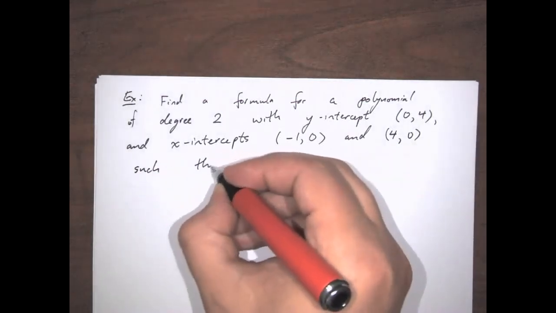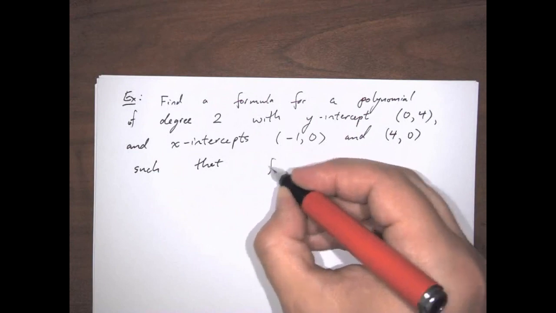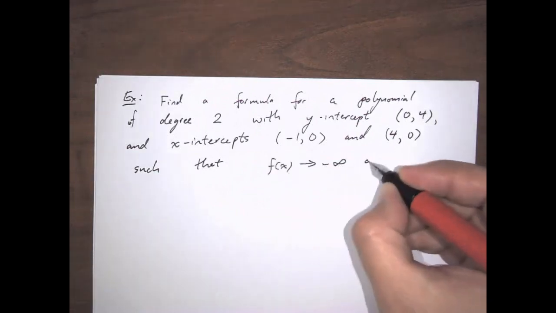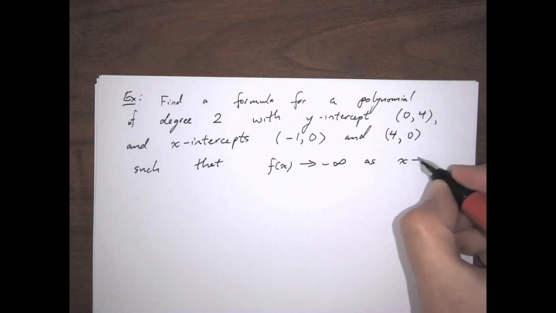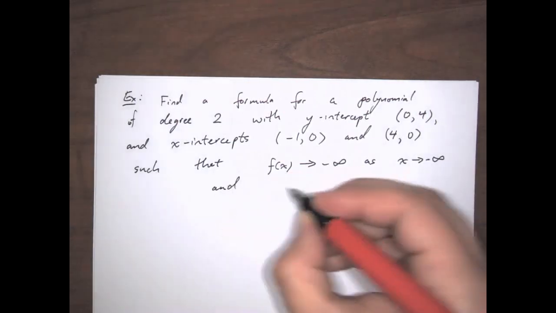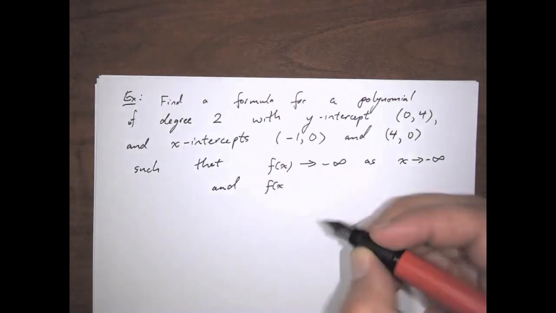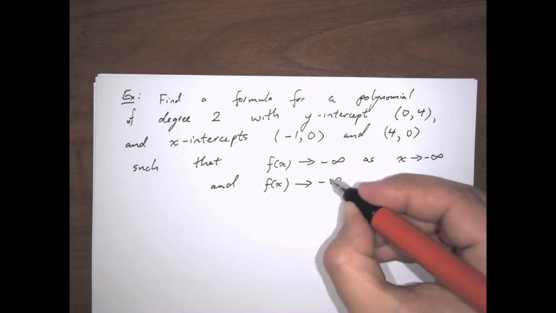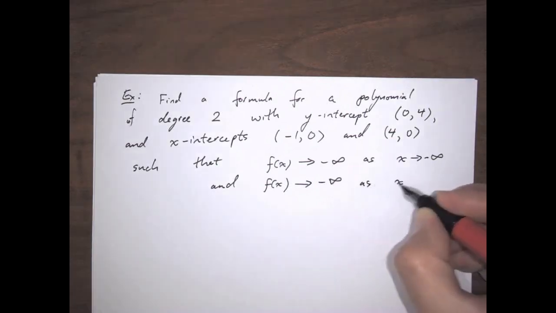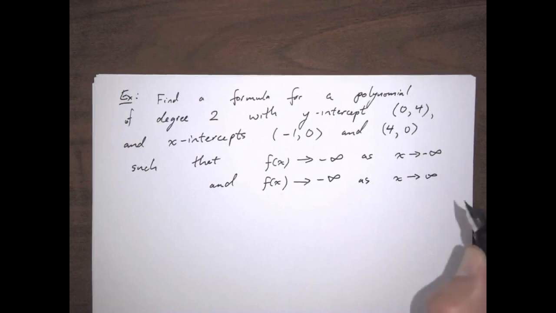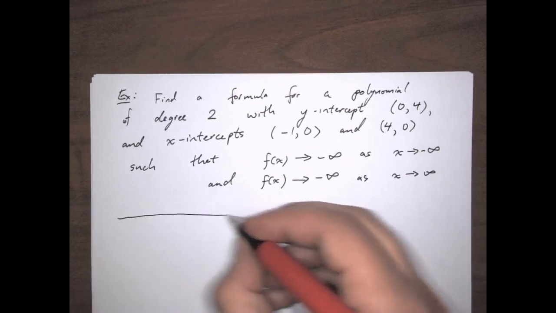such that f of x approaches -infinity as x approaches -infinity, and f of x approaches -infinity as x approaches infinity. Okay, so there's the task.